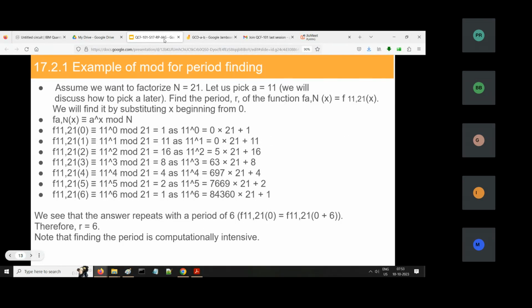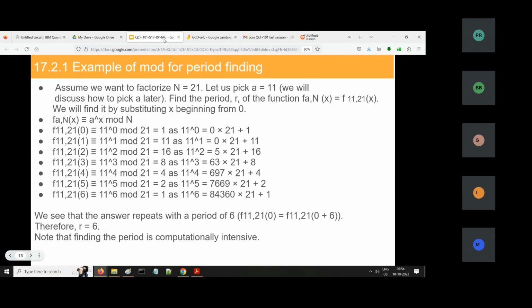So if I say 21, I can choose any number, right? We know that we chose 2 last time. Instead of 2, we can choose 11, which is somewhere in between. So if I take f of 11, 21, 0, what we have to do is a raised to x. A in this case is 11: 11 raised to 0, 11 raised to 1, 11 raised to 5, 6, etc. Now mod is always 21.